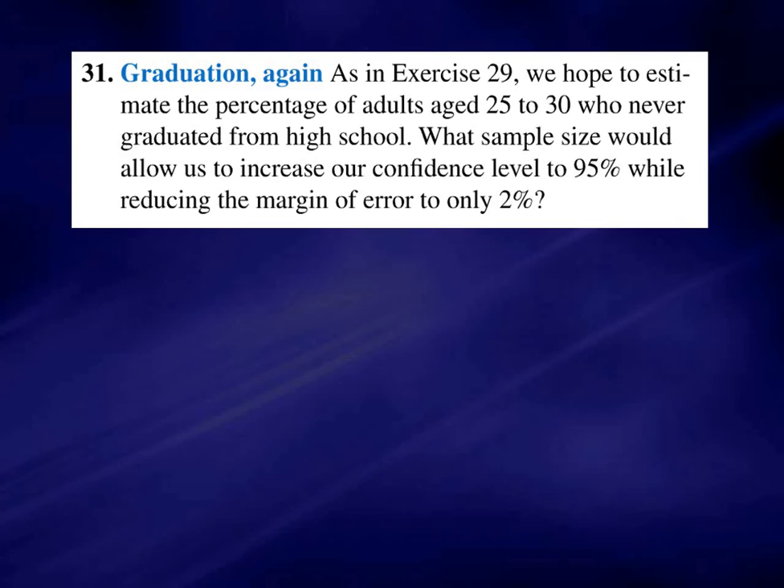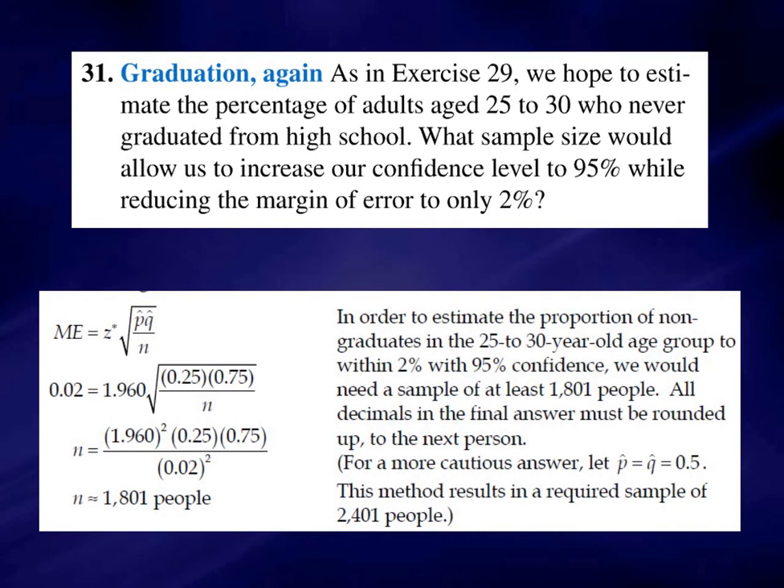So for this, you should get one more time, 1801 adults or 1801 people. Good. And again, if you wanted to be more conservative, you could have used the estimate of 0.5. Had you done that, you would have needed 2,401 people.